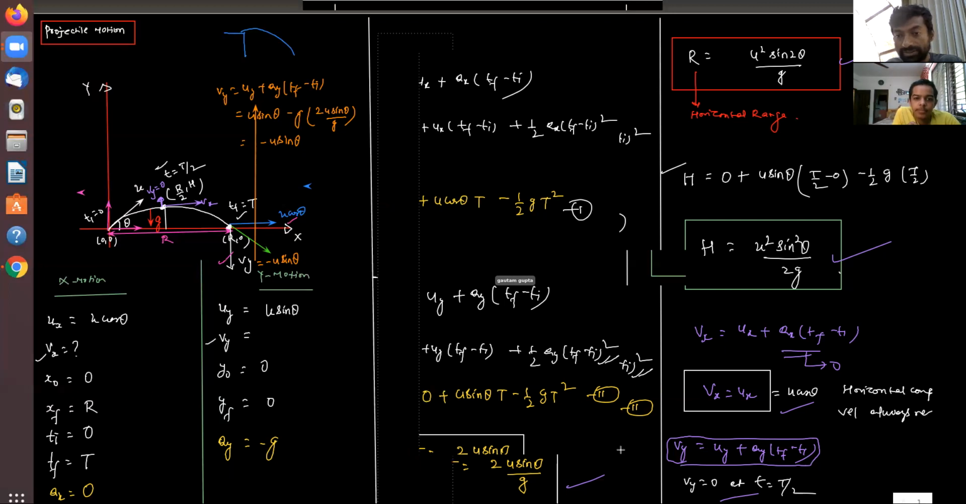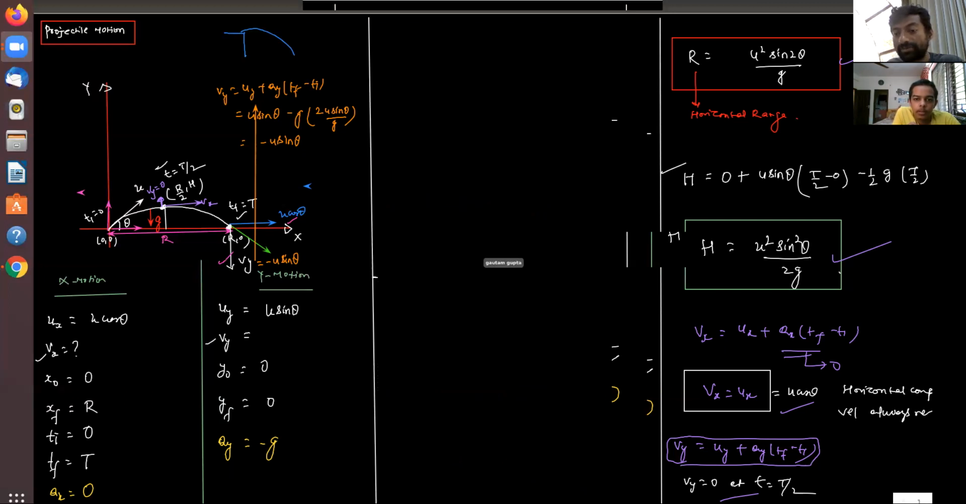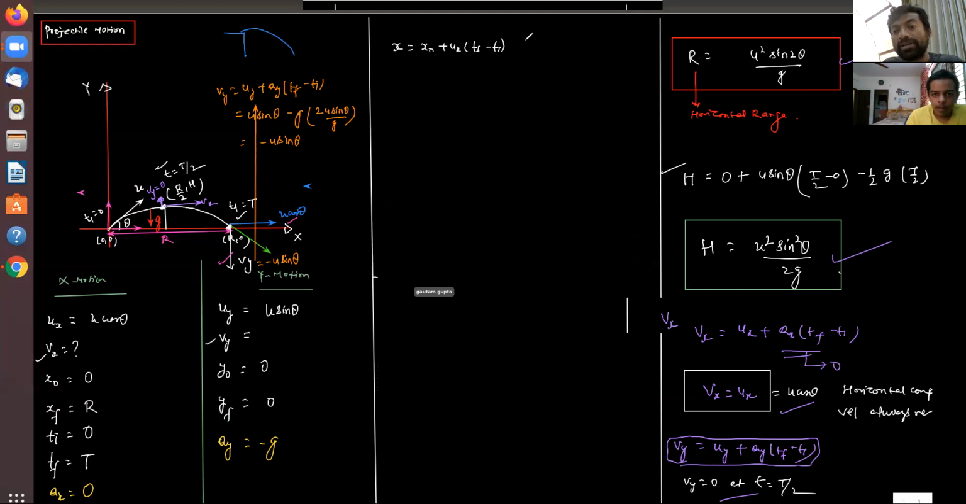So let's say if you have to find the equation of trajectory, so that you can find by replacing x and y. Okay. So let's say at any point you will write x coordinate as x naught plus ux into tf minus ti, plus half ax into tf minus ti square. But you know ax is 0, so this term will be 0 because ax is 0.